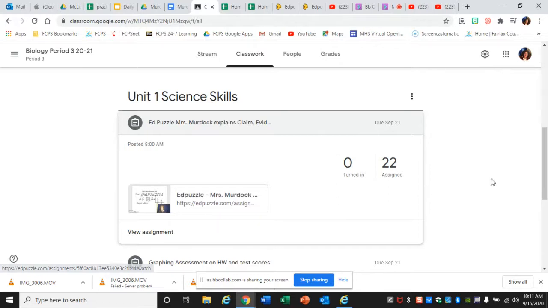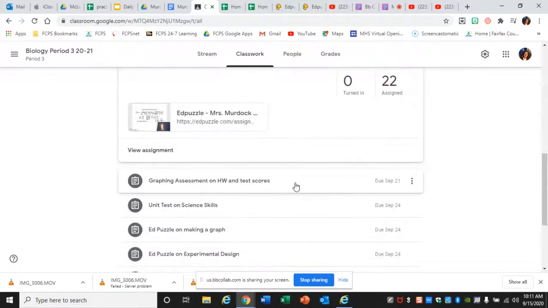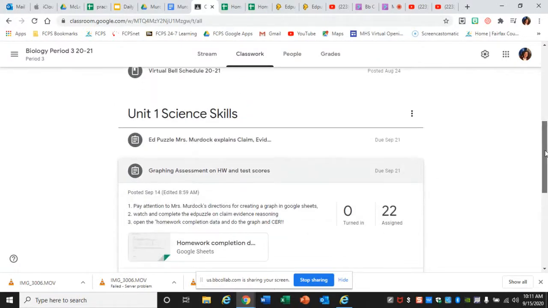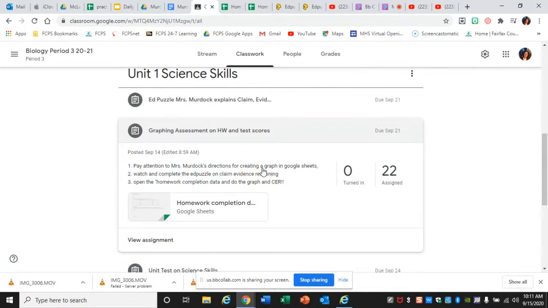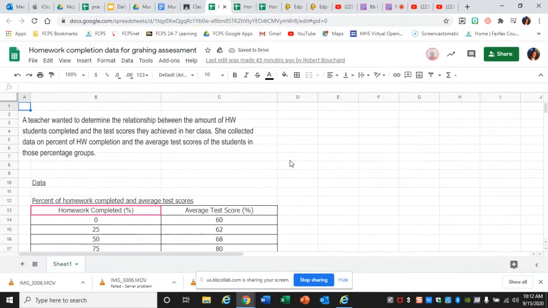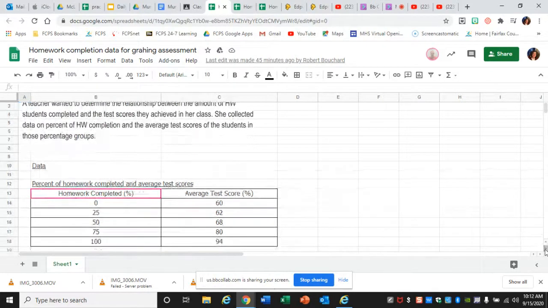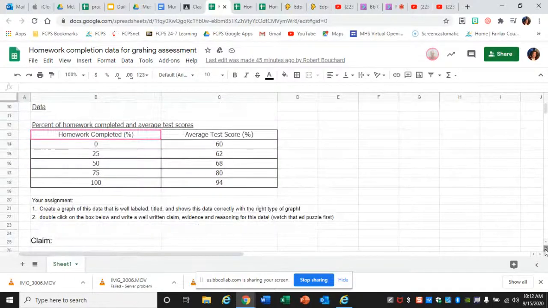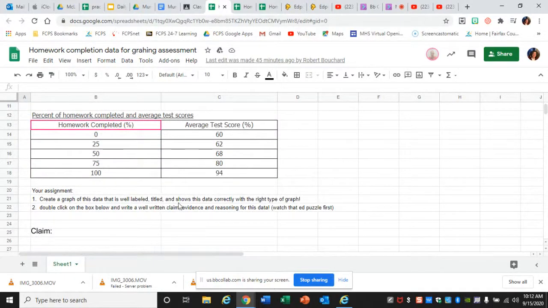So do that first, and then you're going to spend time in class doing this. This is the homework. The Edpuzzle is homework, and so is this. The graphing assessment, where you're going to get a Google Sheet that looks a lot like the practice one I was just using, and you'll open it up, and you'll get some data and the description of an experiment. There it is. There's the description of the experiment. There's some data. And then down here, you'll have to graph, and it tells you what to do. Create a graph of data that is well labeled, titled, and shows the data correctly with the right type of graph.